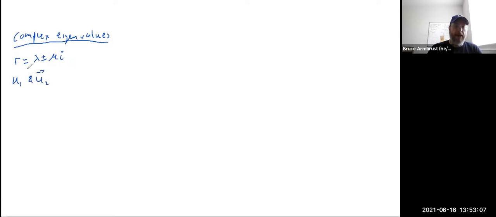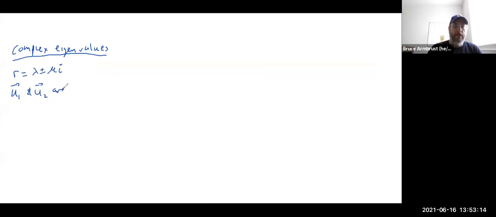All right. So we've got this fact, but I also want to point out that the U1 and U2, the two eigenvectors that we get, are also complex conjugates. So that means that if, let's say, in our eigenvector, we've got a 1 plus i, the other one's going to have a 1 minus i. And this is what we're going to see when we get complex eigenvalues, the eigenvectors are going to be complex as well.